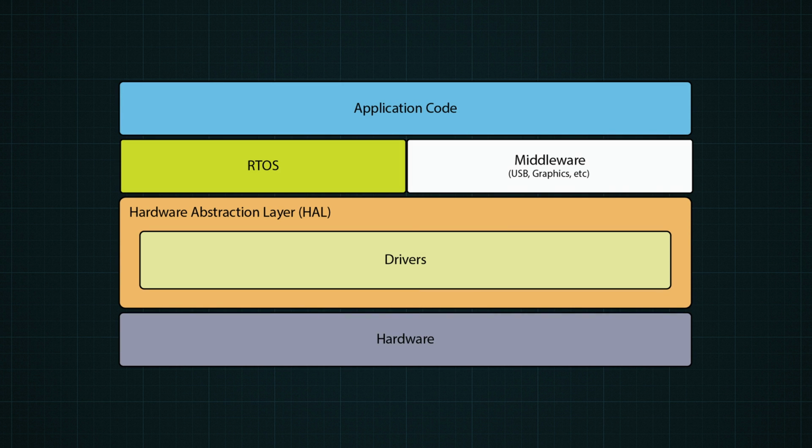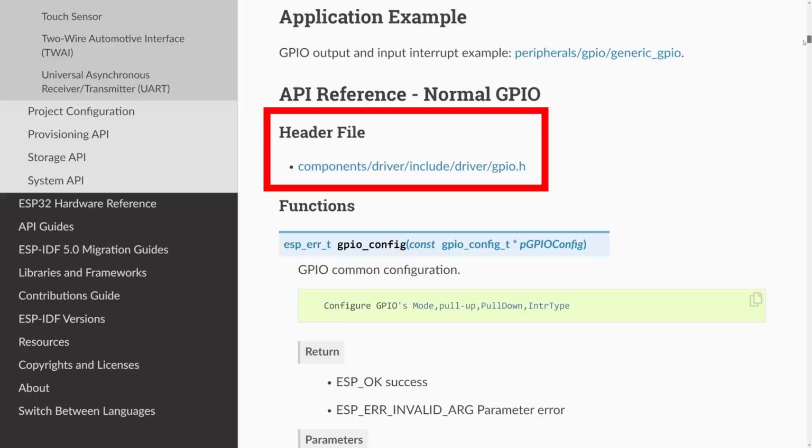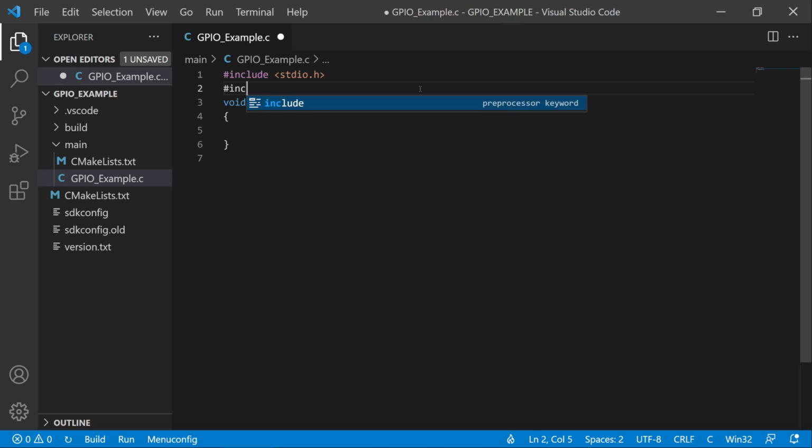Think of it as the middleman between the software application and the hardware. We can build our own drivers, but usually the manufacturer of the microcontroller provides a very well implemented driver for us. In this case, we are going to add Espressif's GPIO driver to our code by typing include driver/gpio.h.